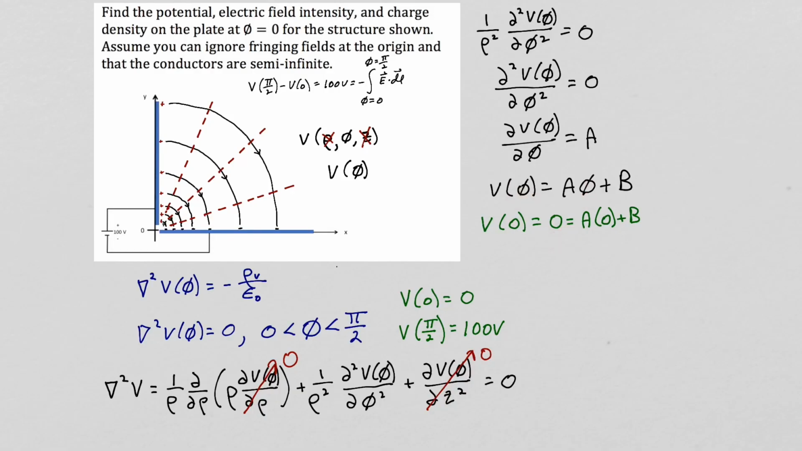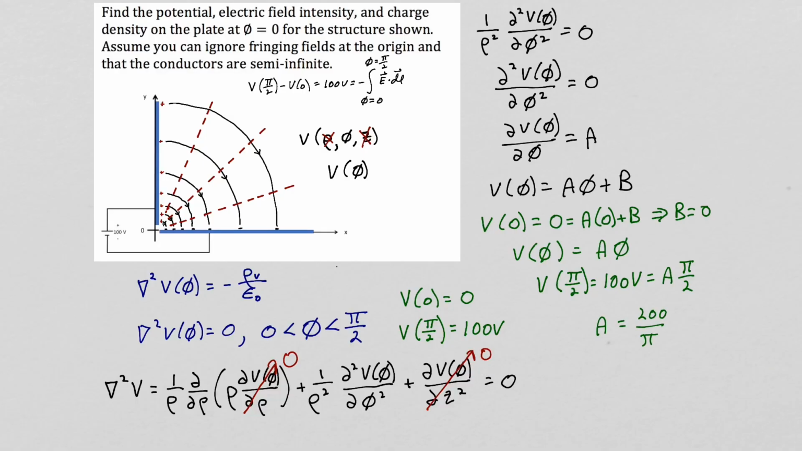So now we'll put in our second boundary condition to find a. So we can solve for a, and we see that a is equal to 200 over pi volts. So our potential field is V equals 200 over pi times phi volts. So we found our potential field, and we can find our electric field intensity now from E equals minus the gradient of the potential field.